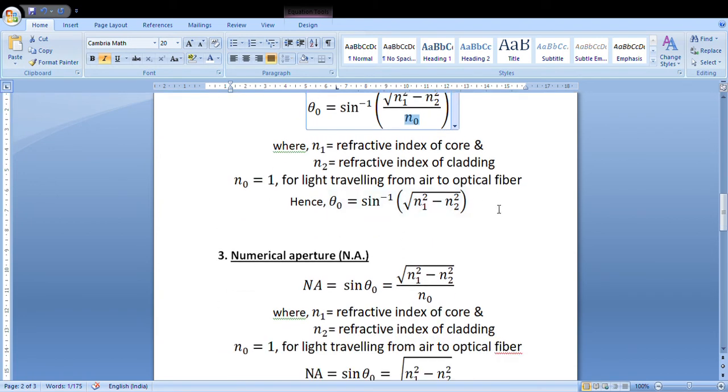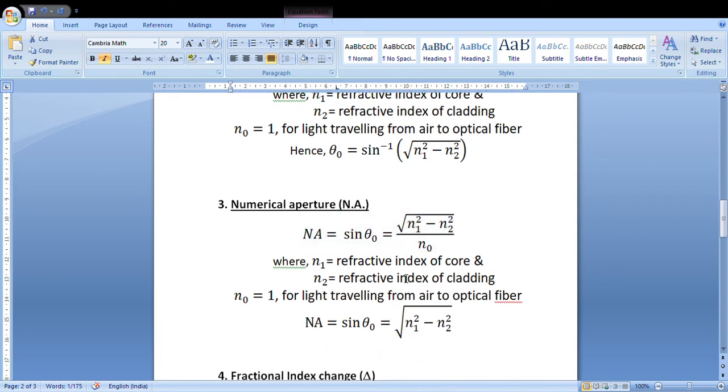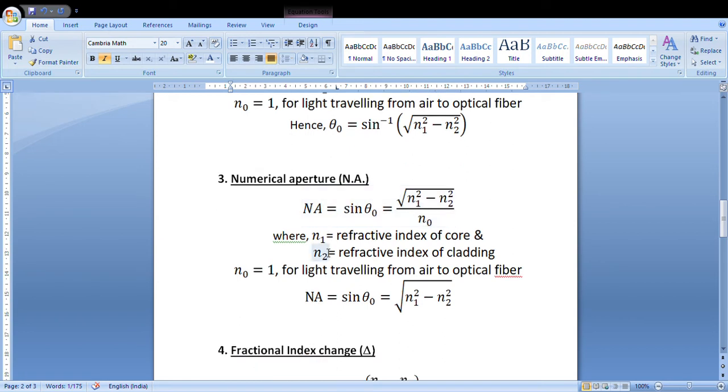Okay, the other equation or relation you see is numerical aperture. As I said, numerical aperture is just a number, and the number will tell you what is the type of optical fiber, what is the capacity of the optical fiber. So numerical aperture is just a number, it doesn't have any unit. Sine of the acceptance angle is the numerical aperture. So basically sine of theta naught is equal to numerical aperture. Given n1 and n2 and n naught, which is in the ideal case air, NA can be determined.